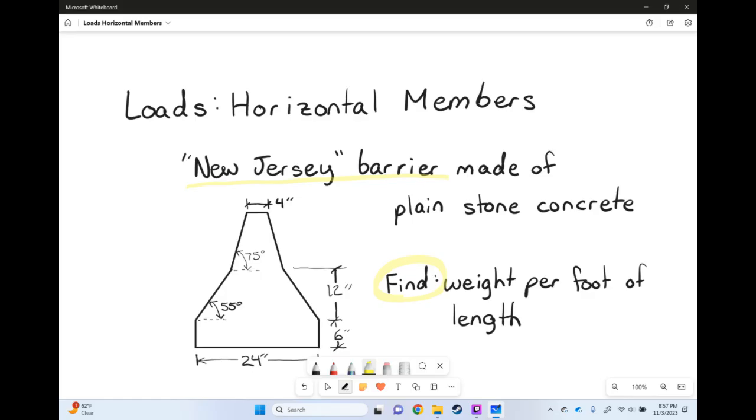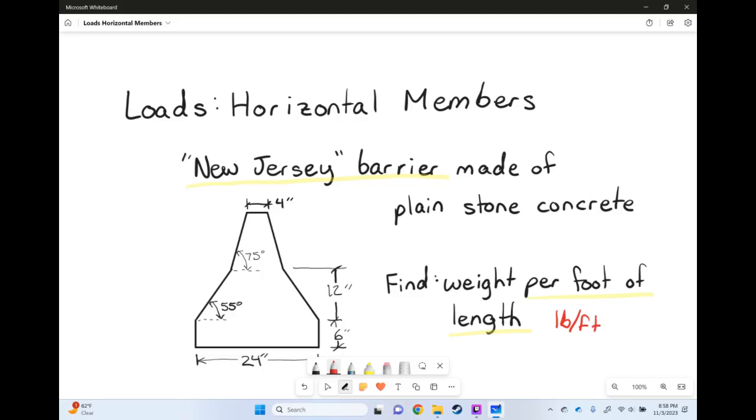So if you've called them Jersey walls, this is what that is, and it's going to be made of plain stone concrete. So here we have a very beautiful cross section, if I do say so myself. I tried really hard. We have a cross-sectional view of our wonderful Jersey wall, and we want to find the weight per foot of length. So we do eventually want to get down to pounds per foot.